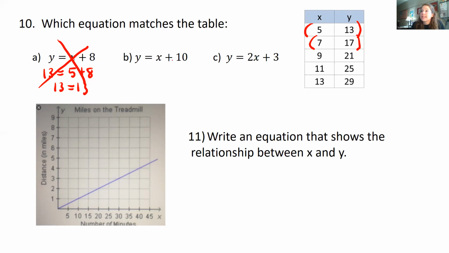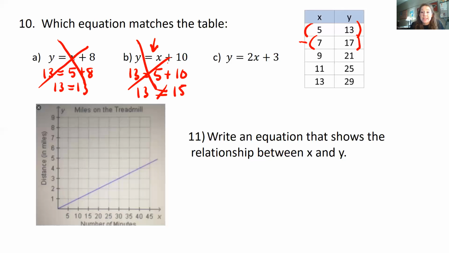A number plus 10. So automatically when I think of 7 and 17, I know that 7 plus 10 equals 17. So this one works for letter B. 7 plus 10 equals 17, but does it work for all of them? Let's plug in the first values. If Y is 13 and X is 5, does 5 plus 10 equal 13? No, that's not right. So since it doesn't work for the whole table, we got to get rid of it.